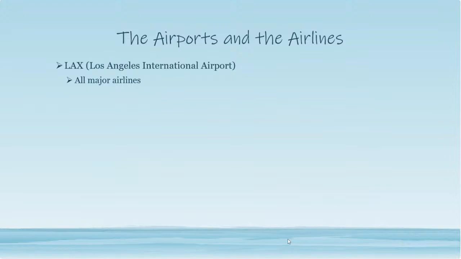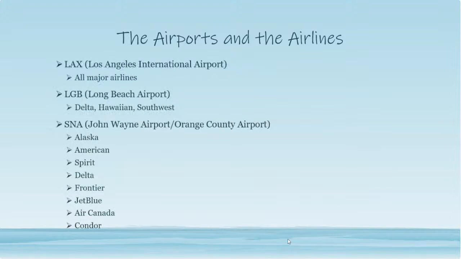And there are the airlines that serve those airports. LAX has all major airlines flying into it. Long Beach has Delta, Hawaiian, and Southwest. And there's SNA. These are all the airlines that were flying into these airports as of the spring of this year. So you may want to check and make sure that all that is current when you book your airline reservations.